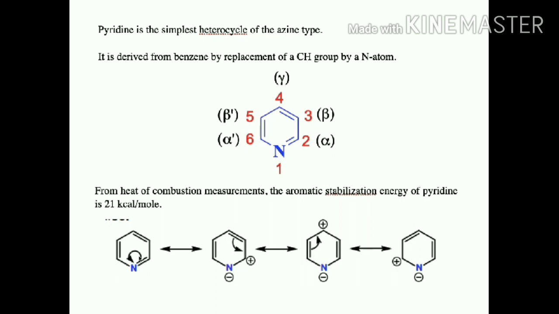Since nitrogen is more electronegative, it is going to impart a negative inductive effect as well as a negative mesomeric effect on the ring. So it is going to carry negative charge and it is going to induce a positive charge on the ring carbon atoms.